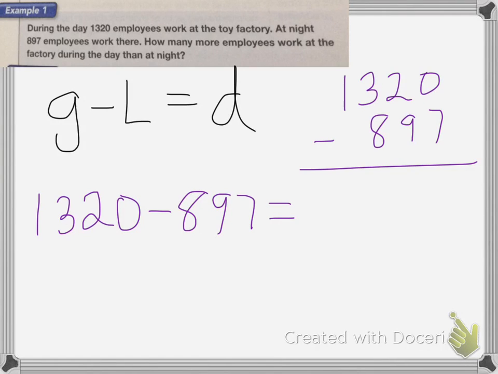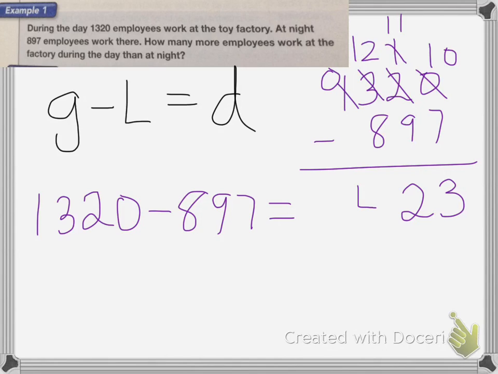Can't take 7 from 0, so borrow from the 2. 2 becomes a 1. 0 becomes a 10. 10 minus 7 is 3. Can't take 9 away from 1, borrow from the 3. 3 becomes a 2. 1 becomes an 11. 11 minus 9 is 2. Can't take 8 from 2, so borrow from the 1. 1 becomes a 0. 2 becomes a 12. 12 minus 8 is 4. So my answer is 423 employees.